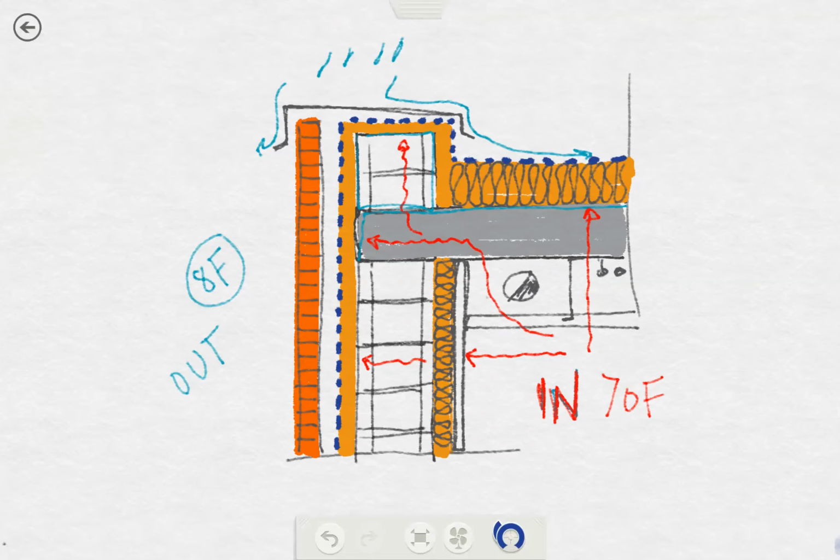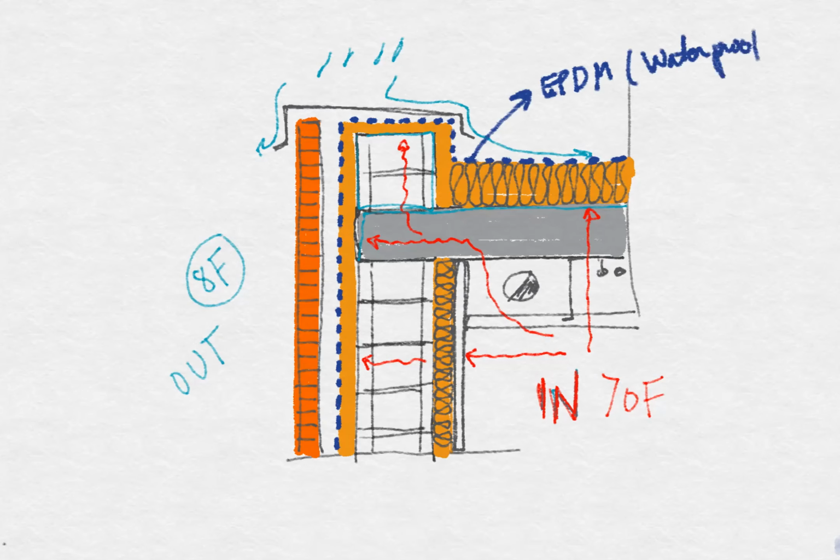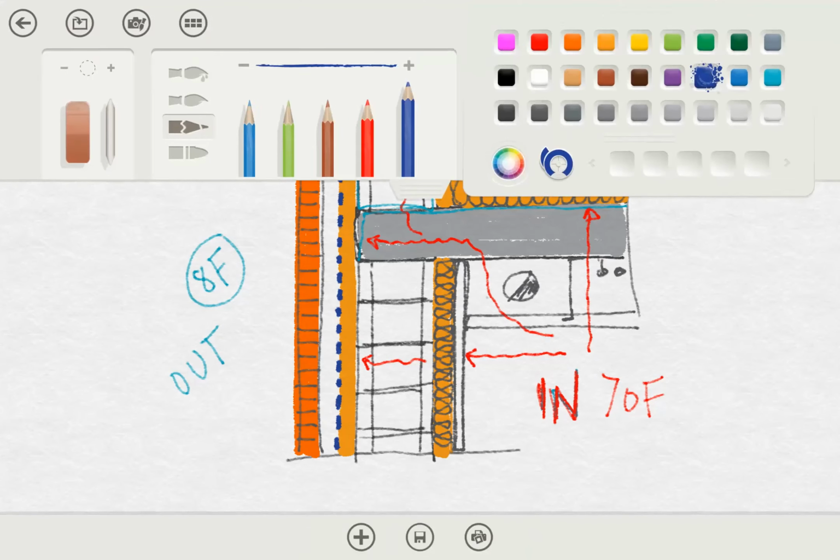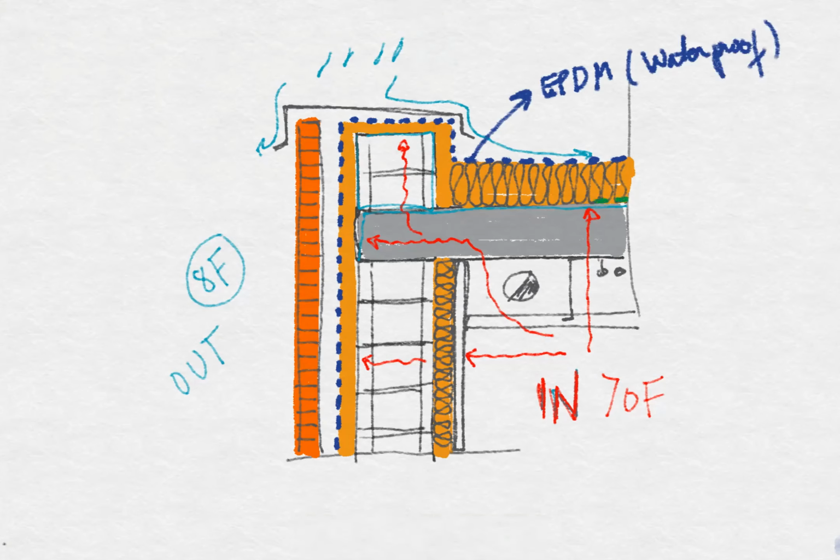Okay, so this is the EPDM membrane. So this is waterproof. We need this. Then we would need the vapor barrier. And I told you that this is controversial, but if I had to use a vapor barrier, I would use it here, inside the thermal insulation and all the way up.